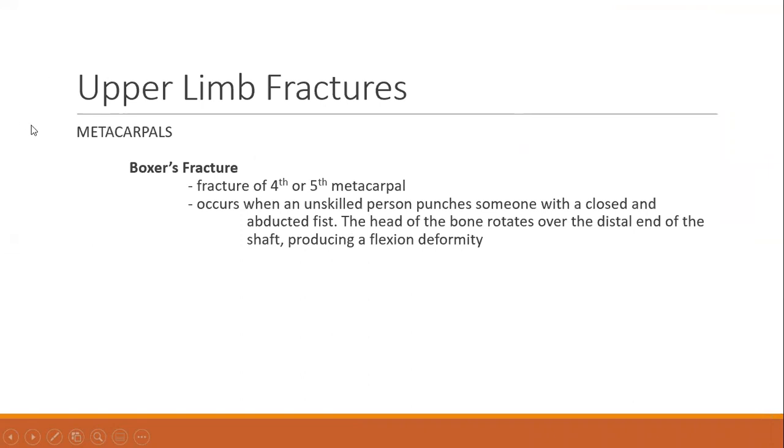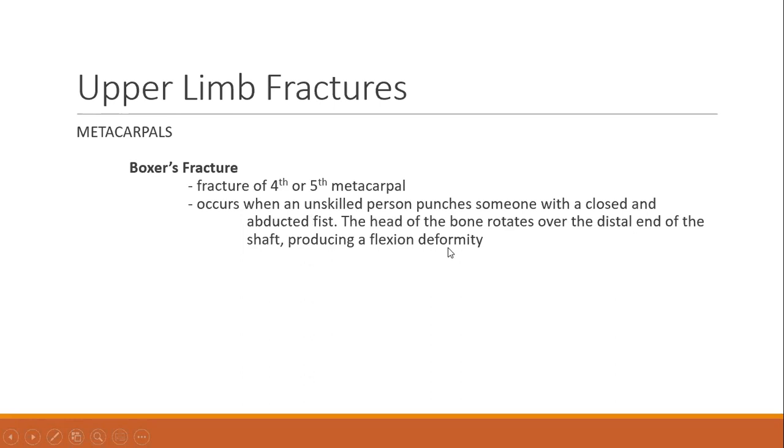So when it comes to your metacarpals, patients can get what's called a boxer's fracture, which is funny because it's usually from a person who doesn't know how to box. It's a fracture of the 4th or 5th metacarpal, and it often occurs when an unskilled person punches someone with a closed and abducted fist. So the head of the bone rotates over the distal end of the shaft, producing a flexion deformity.